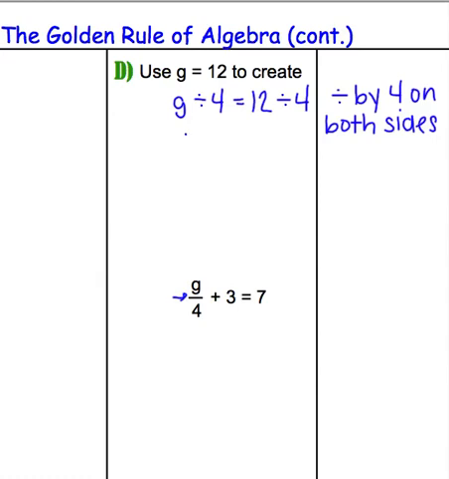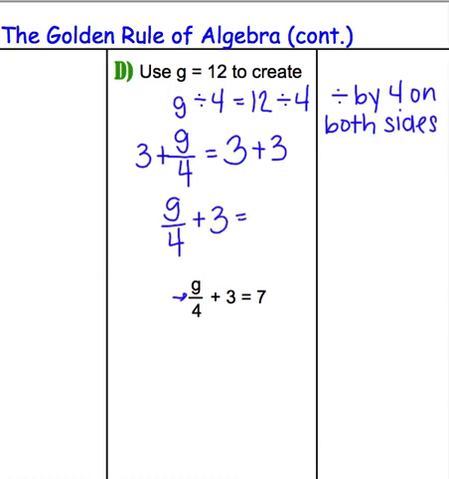So when I simplify, now I'm going to rewrite it so it looks like the original equation. G over 4 equals 12 divided by 4, which is 3. Now, what we're running into here is that we now need to add 3 on both sides. So if I do that, I get g over 4, I'm going to add the 3 on this side, I'm going to add the 3 on this side. And I bet you're seeing right now that when you take g divided by 4 and you add 3 to it, you're not getting 7.